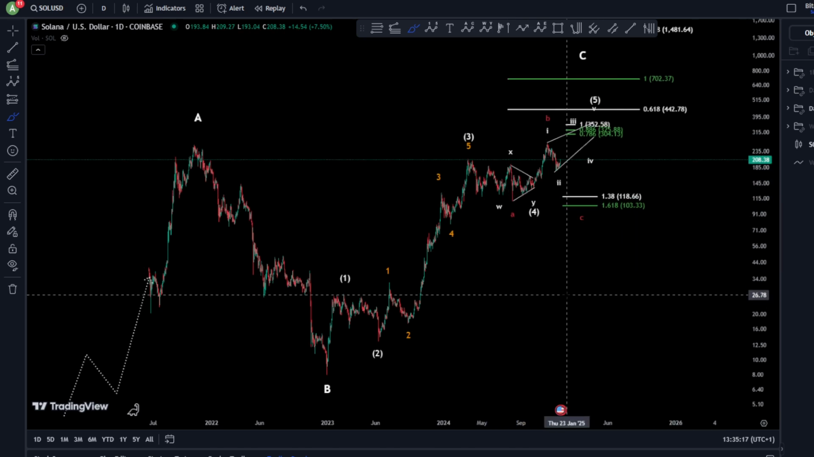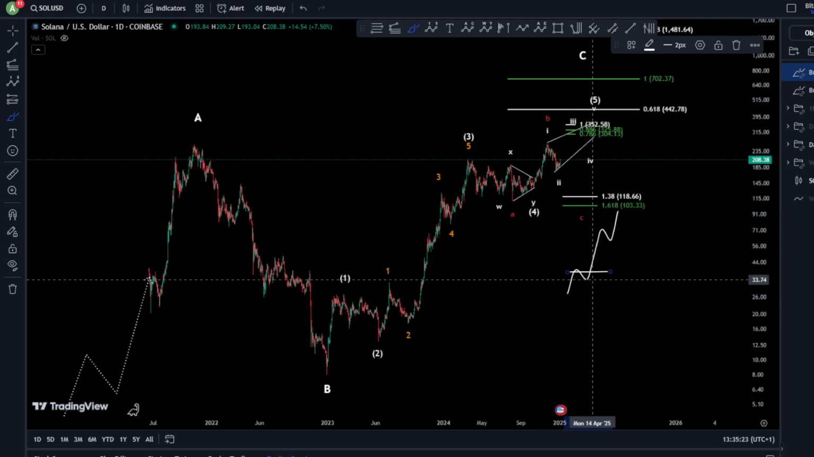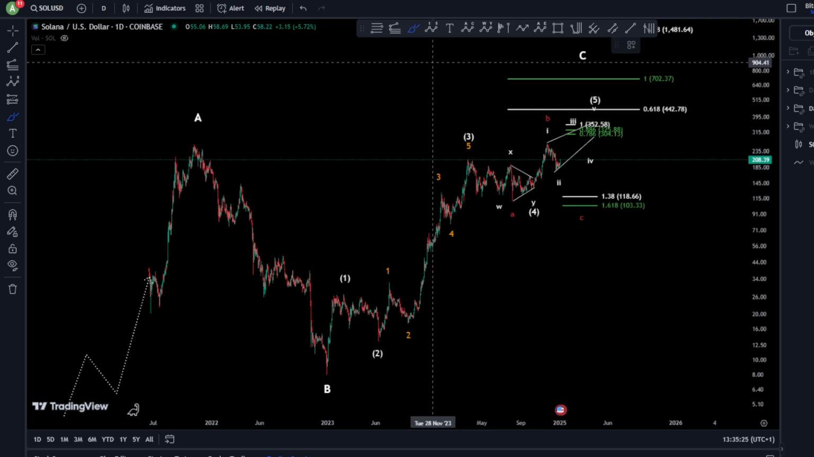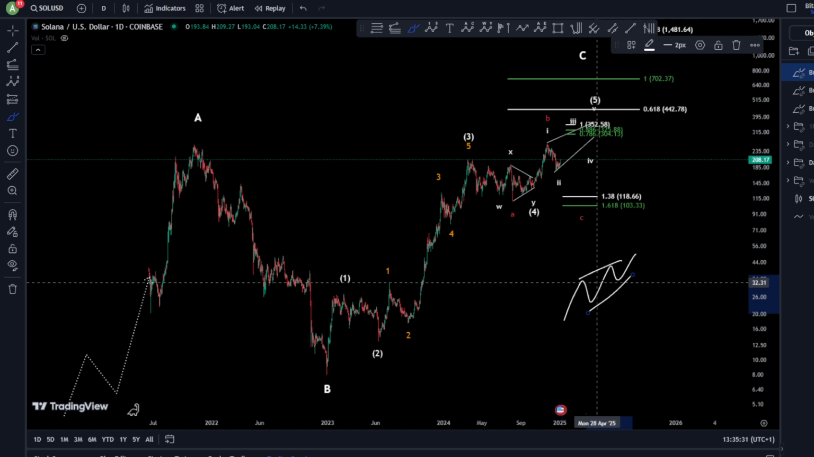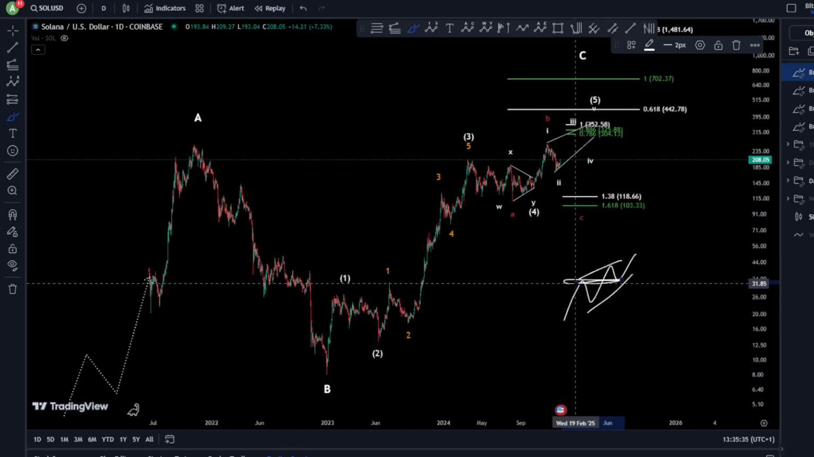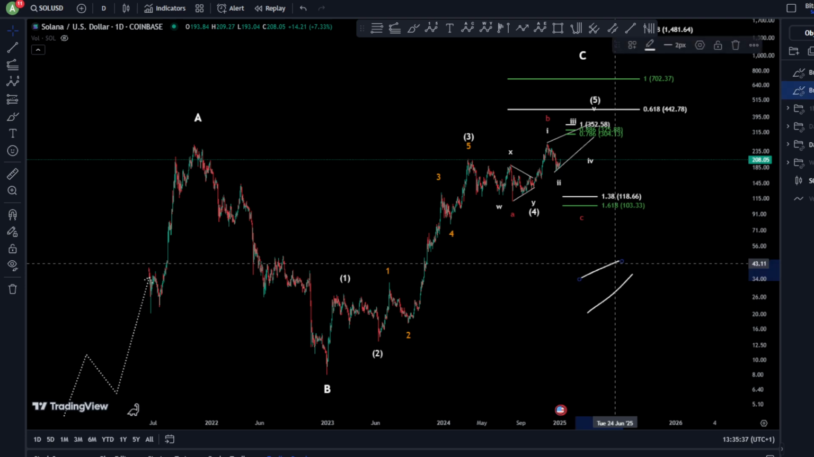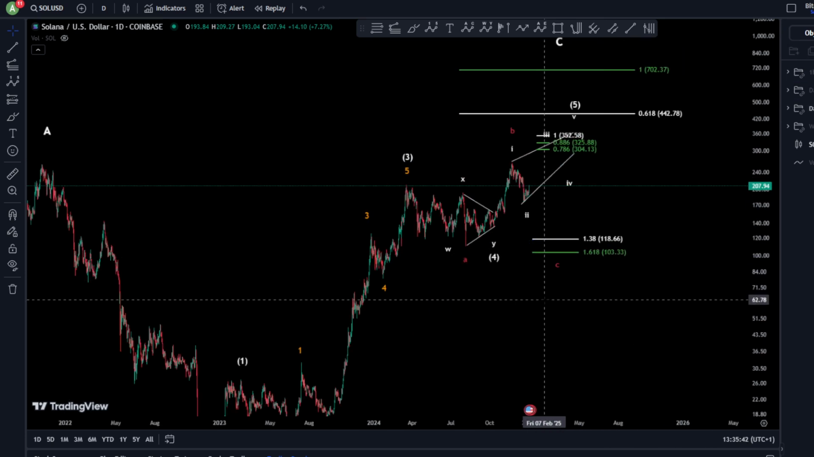The first one, it can be an impulse 1, 2, 3, 4, 5, where your wave 3 is a very extended wave 3, not overlapping with the wave 1. The other option is an ending diagonal, a contracting diagonal, of course, where your wave 4 can overlap with your wave 1 here. And of course, finishing with a little bit lower prices as an ending diagonal for 5 waves.